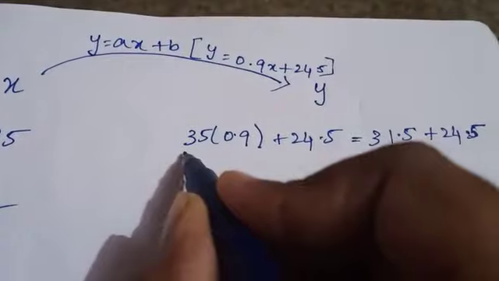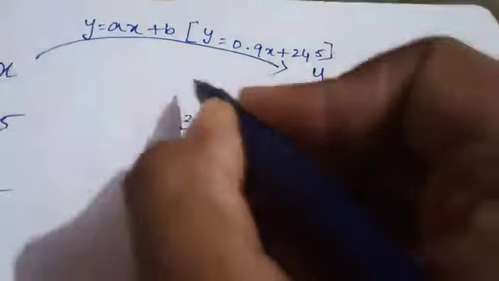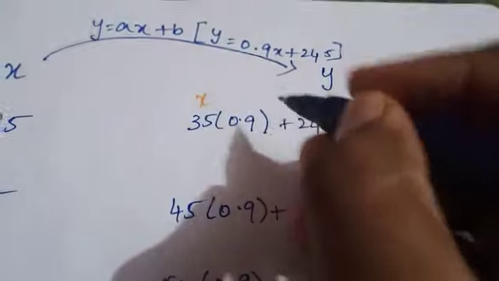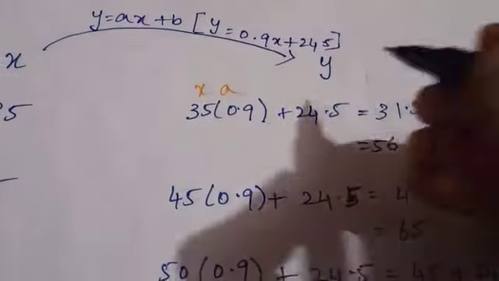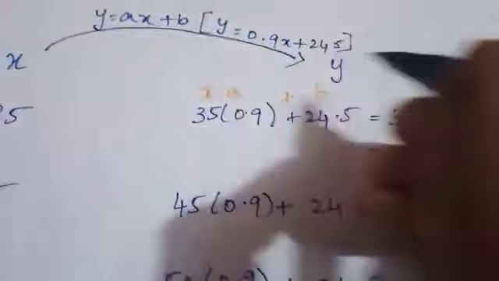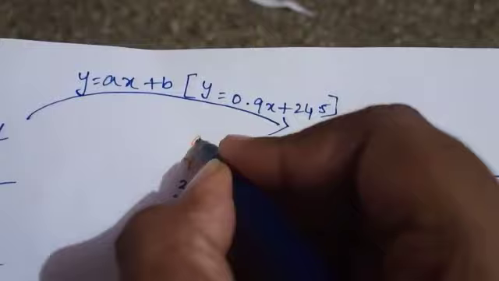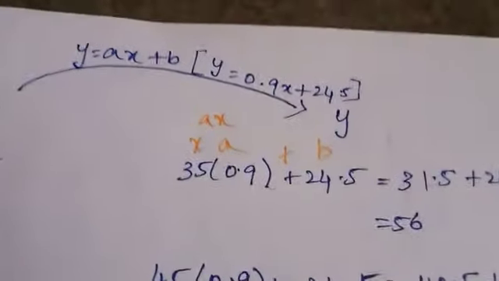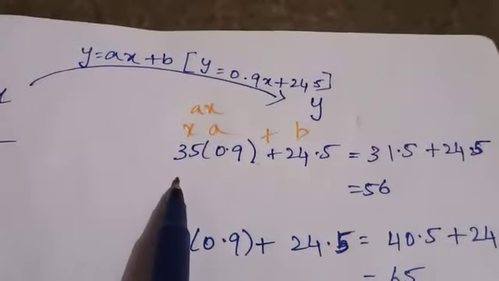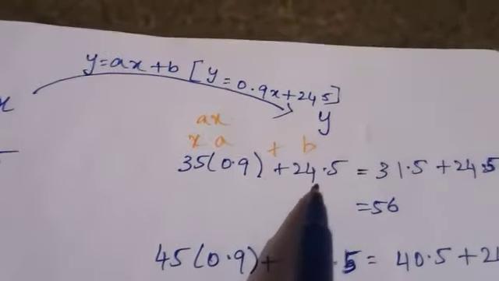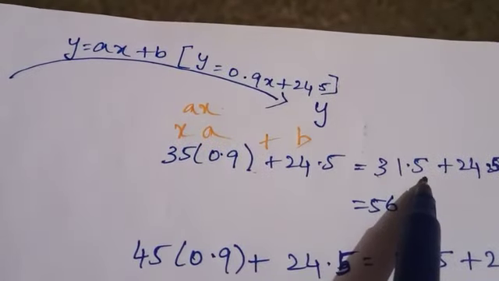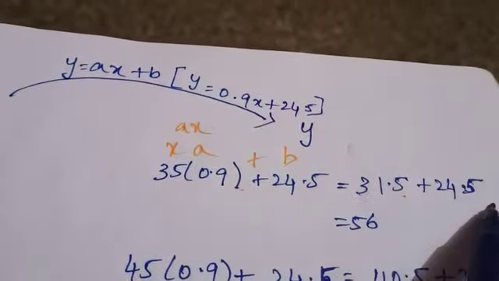So 35 is the value of x. 0.9 is the value of a plus b. So this is nothing but xa or ax, both are same, right? So in the place of x, I have substituted 35, a value plus b value. I'm going to multiply it. 35 into 0.9 is 31.5 plus 24.5.